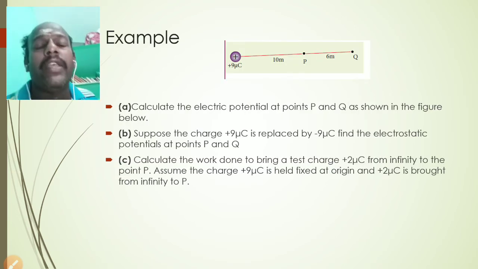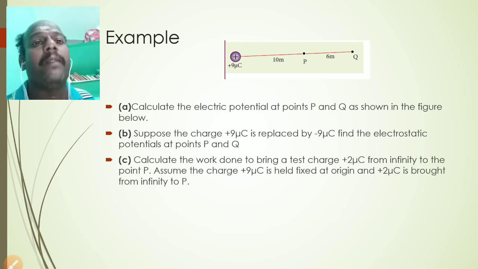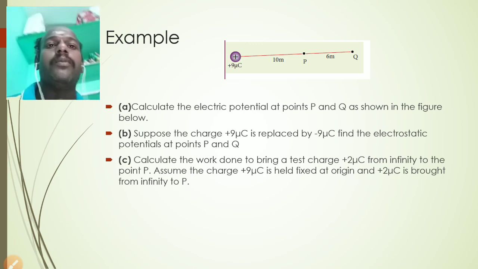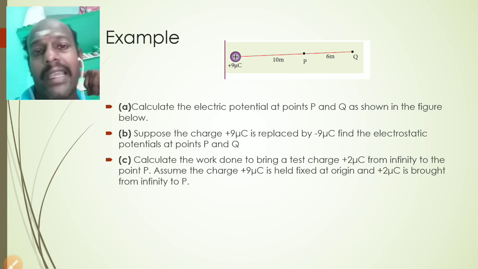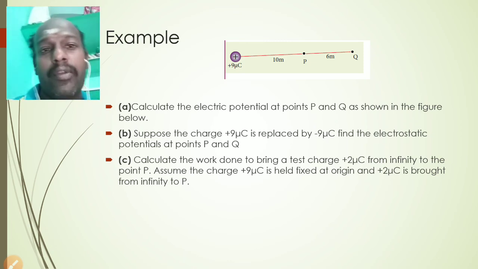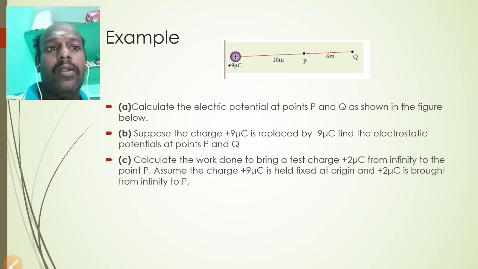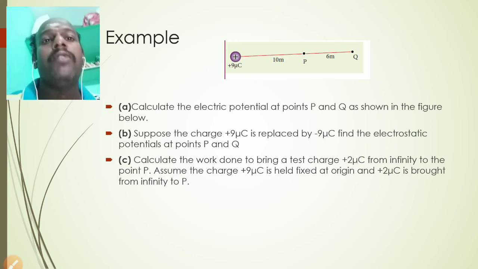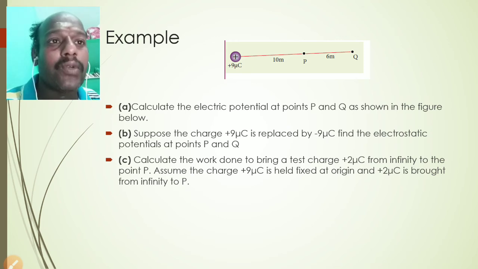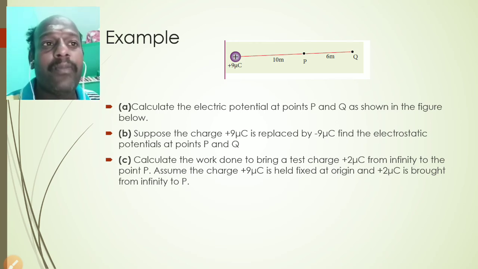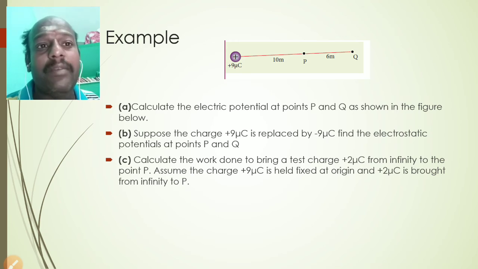Now we are going to see an example, and of course it is your textbook example, given to make you understand that electric potential is a scalar quantity. Look here: a positive 9 microcoulomb charge is located, and a point P is located 10 meters away, and a point Q is located 16 meters away. Now I am going to measure the electric potential at the points P and Q.